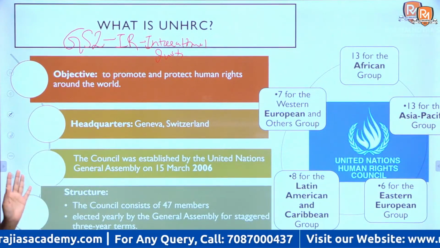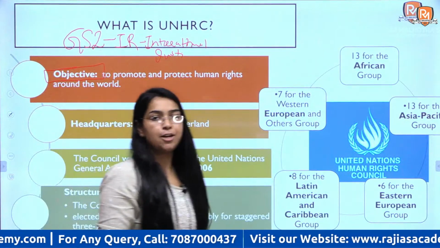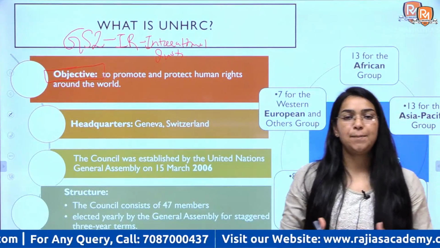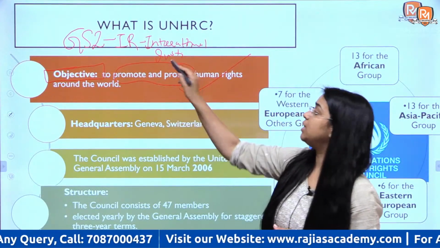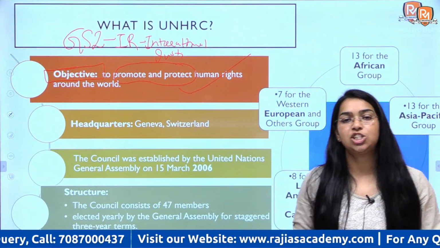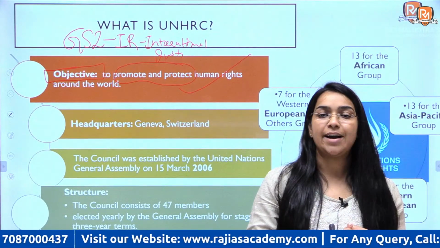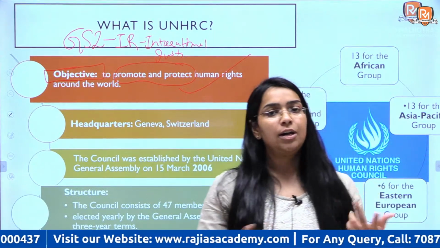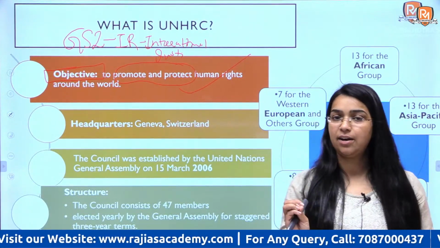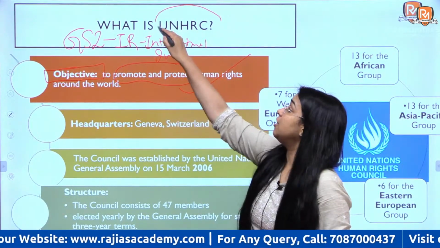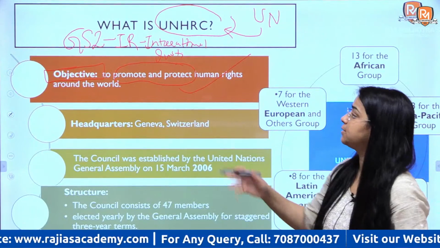So first of all, let's just see what are the objectives of UNHRC. As the name itself suggests, the main objective is to promote and protect human rights within the entire world. Okay, so this agency is working to promote and protect different kinds of human rights, right to live, right to free speech, right to food, right? All kinds of human rights, civil rights that you can think of, all are protected and promoted by this United Nations agency in the entire world. Okay, that is its prime objective.